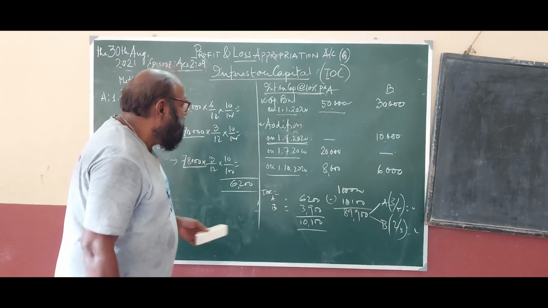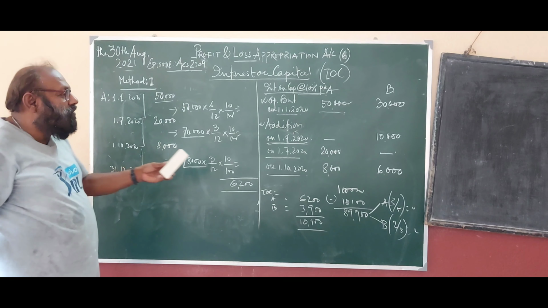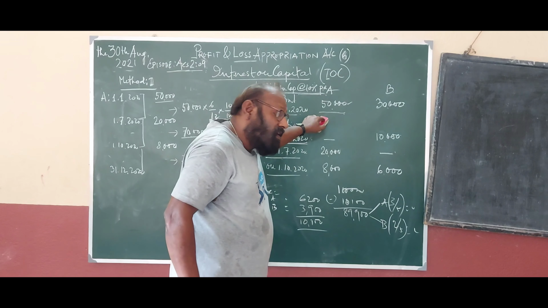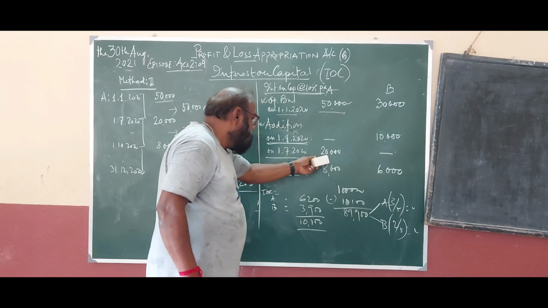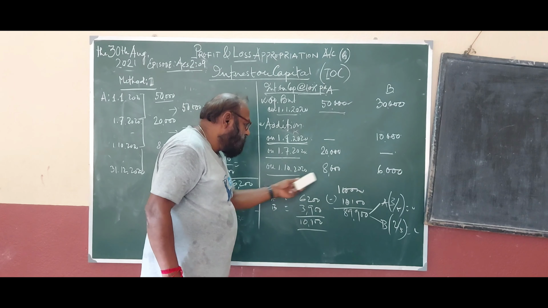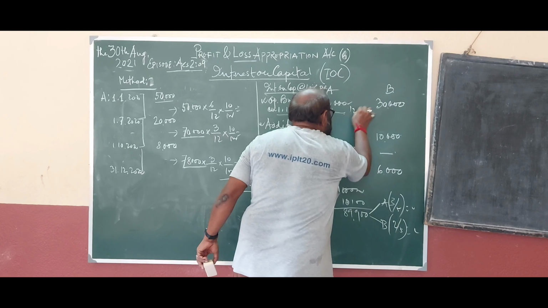Next part. This is known as method 2, the cumulative method of capital. Initially what I did, we have taken up 50,000 for the whole of the year, 20,000 for 6 months, and 8,000 for 3 months. Clear? So it worked for 12 months, it worked for 6 months, and it worked for 3 months.